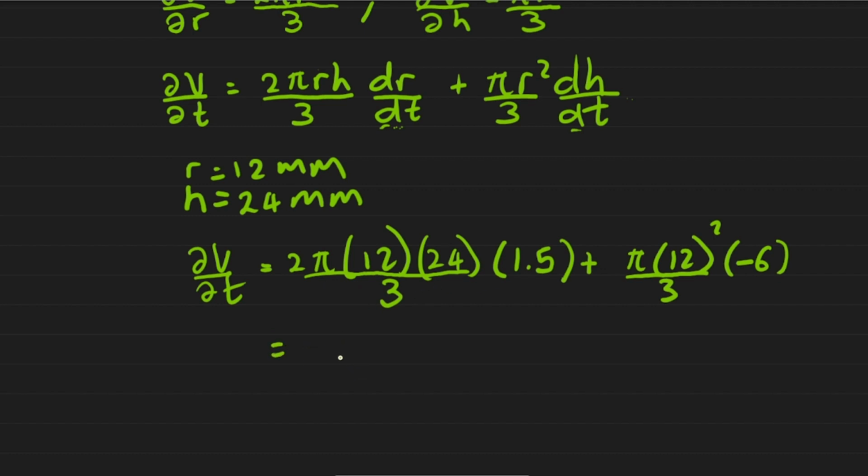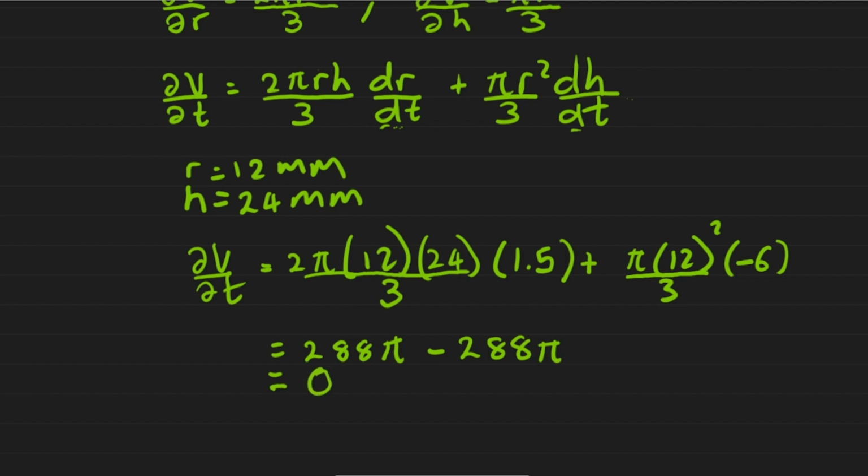So substituting these values in and performing the calculation, we can easily compute this. You see that it's 288π, and -6 times 12 squared divided by 3 times π. That also gives you 288π, which is just 0.